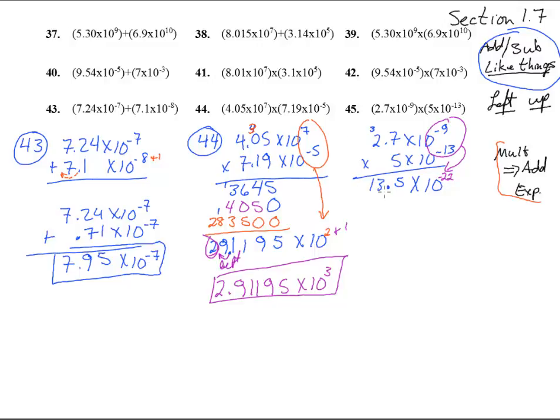This is not in scientific notation. We have to move this guy over one place to get it into proper scientific notation. 1.35 times 10 to the left, up. That's 10 to the negative 21st power. And there we have our first assignment with scientific notation. Good.